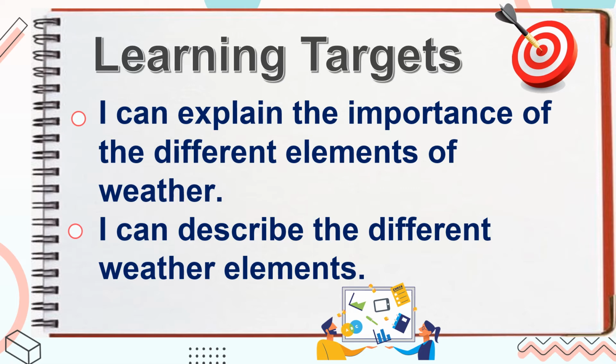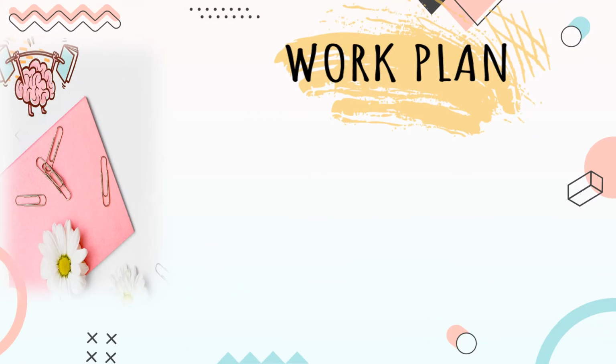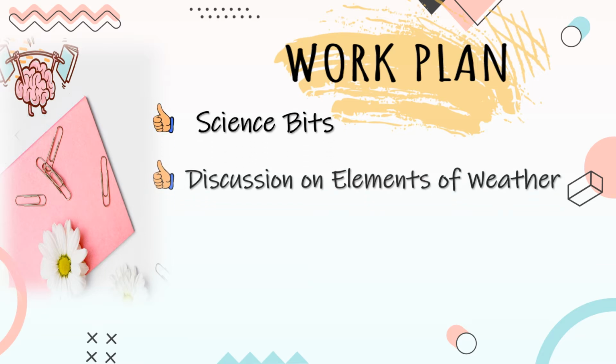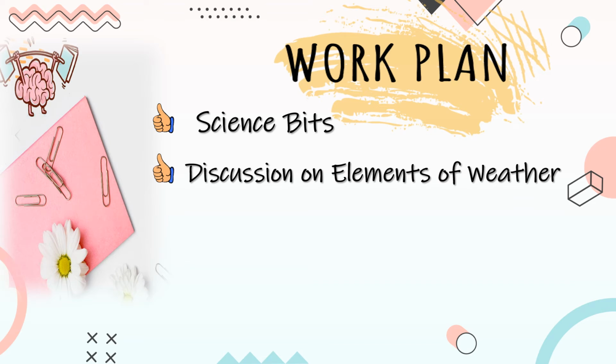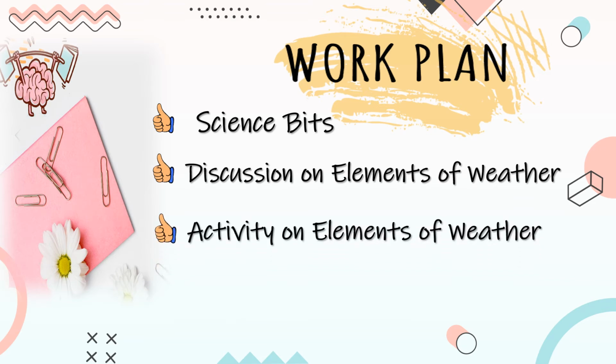Let us read our learning targets for today. I can explain the importance of the different elements of weather. Second, I can describe the different weather elements. Now, let us read our work plan. First, we'll do science bits. We'll have a discussion on elements of weather, and then an activity on elements of weather, and we'll have a times it.